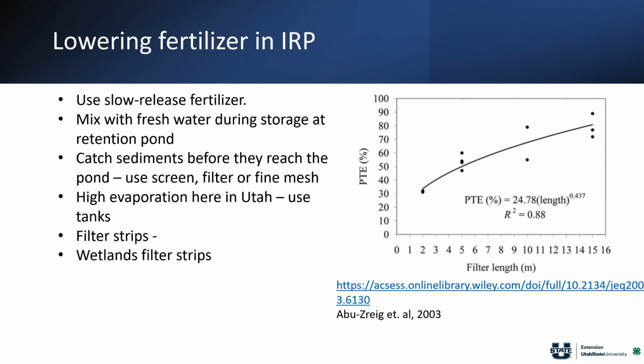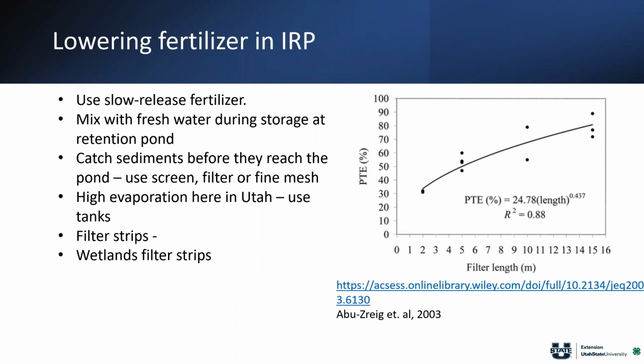High evaporation here in Utah may increase the concentration of nitrate and phosphate in the retention pond. Or even if the water evaporates, it's no use. We can't use that water to apply back. So we can use storage tanks instead of the retention pond, like huge storage tanks. We collect the water from the runoff, we push that to a storage tank, and it would be stored in a tank. Again, we can use filter strips.